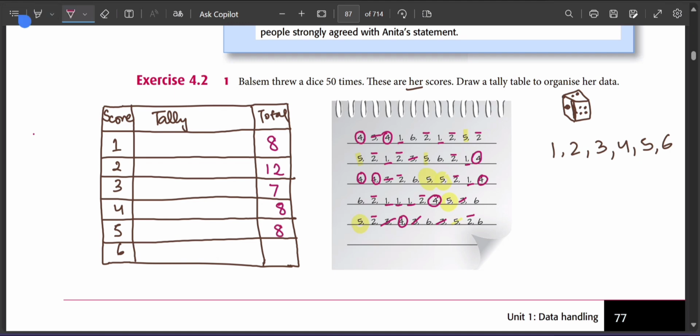And for 6, the ones which are left over: 1, this whole line is complete. 2, this whole line is complete. 3, this whole line is complete. 4, 5, 6, 7. So we have 7 total sixes.